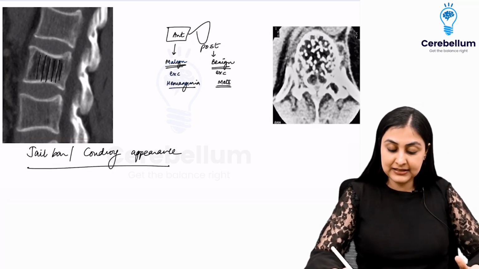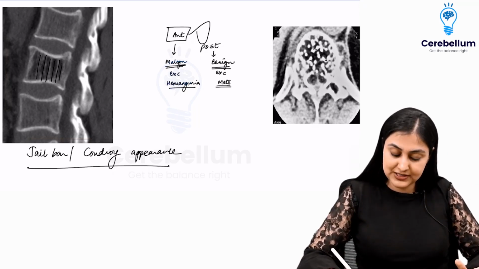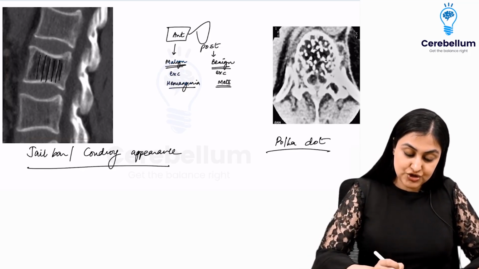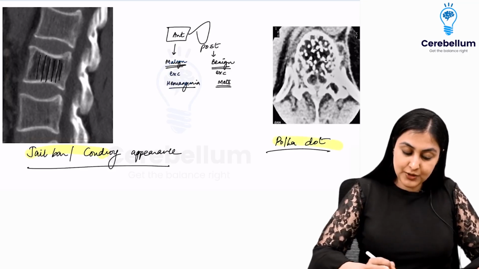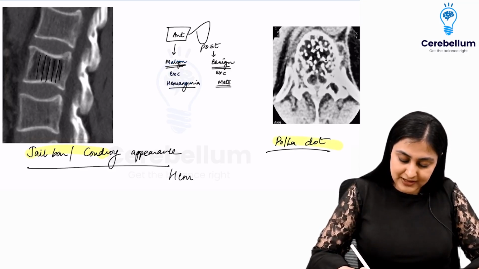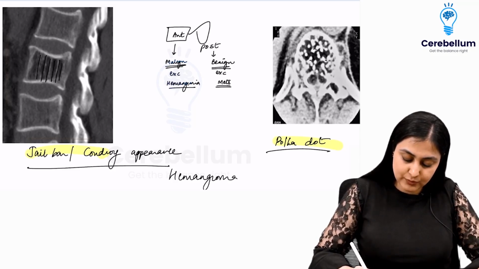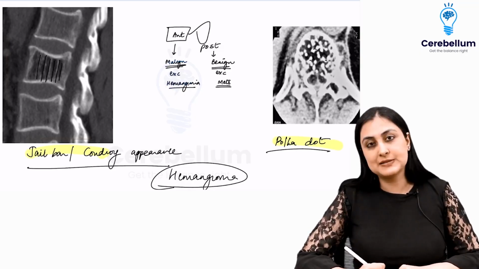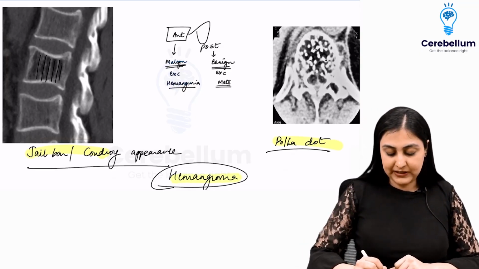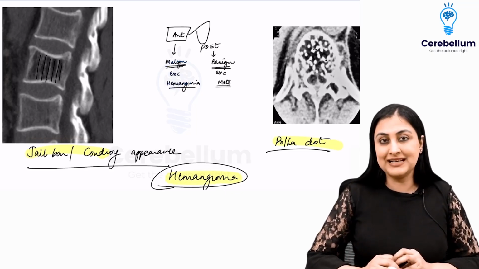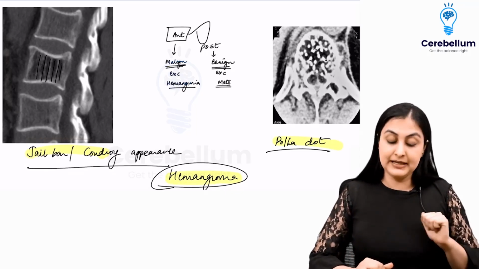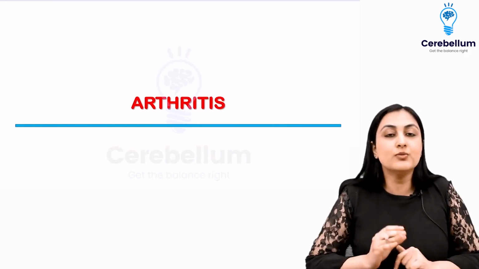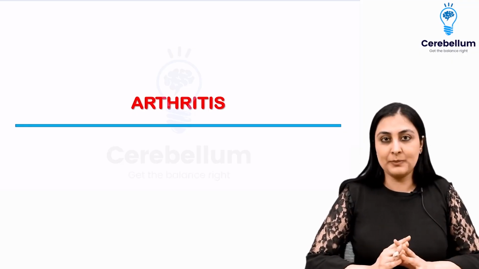If I take an axial cut, you'll see the different trabeculations and this looks like the polka dot pattern. So jail bar or corduroy or polka dot sign, these are all signs of hemangioma, a benign tumor, and the most common site of osseous hemangioma is indeed the spine. Okay, so this is something that we encounter very frequently in the routine CT scans. This is a hemangioma. Alright, so this takes care of the bone tumor section of our topic here.